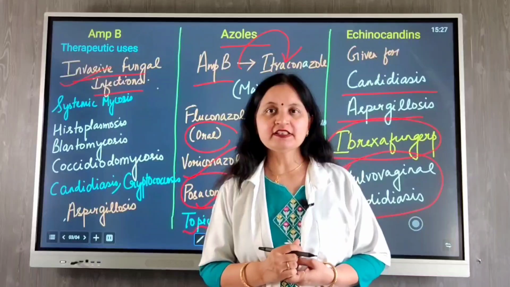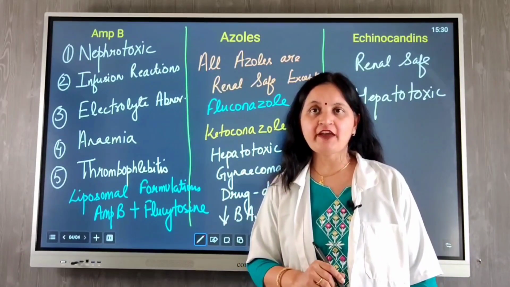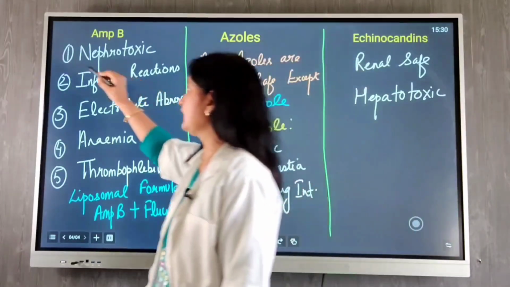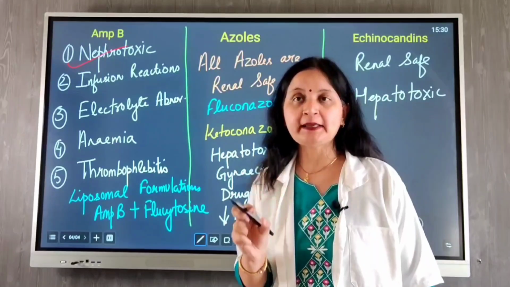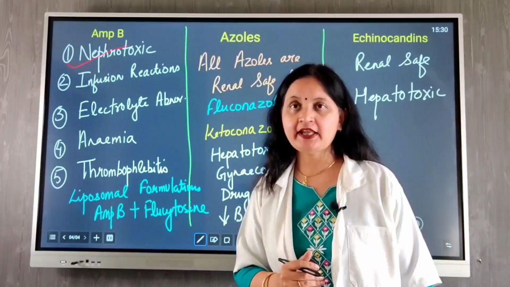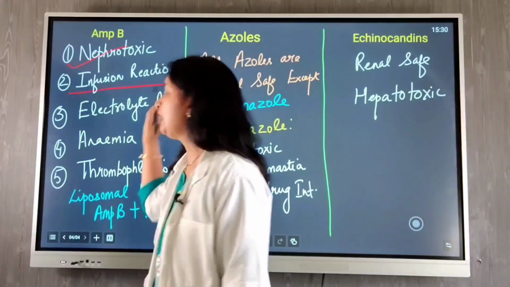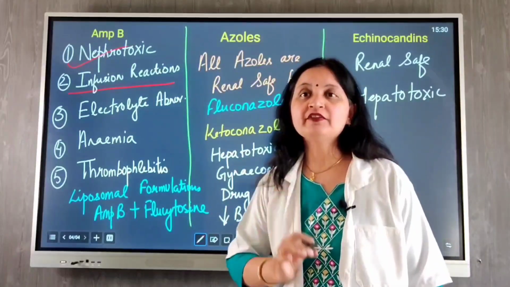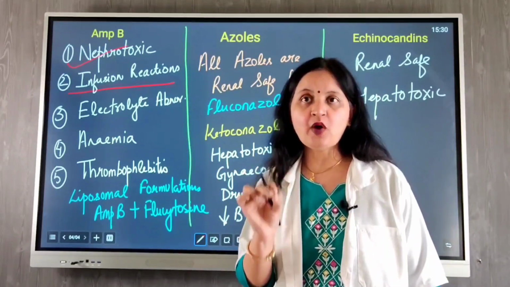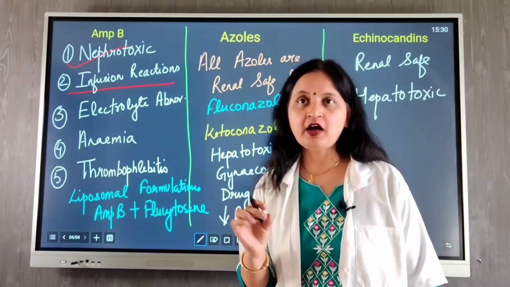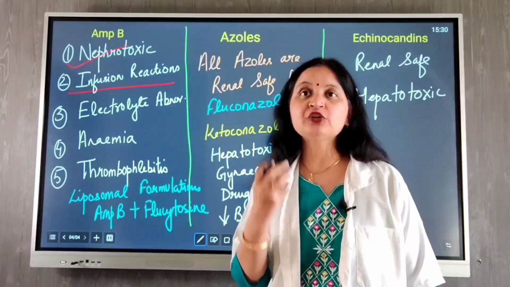Now coming to the adverse effects of antifungal drugs. So which is the most toxic side effect of amphotericin B? Nephrotoxicity is the concerning side effect of amphotericin B. It is associated with azotemia, rise in blood urea nitrogen and creatinine. So nephrotoxicity, an important side effect of amphotericin B. Infusion reactions are also common with amphotericin B because of release of cytokines such as interleukin 1 and tumor necrosis factor alpha, causing reactions such as fever, chill and rigor and hypotension, also leading to shock.